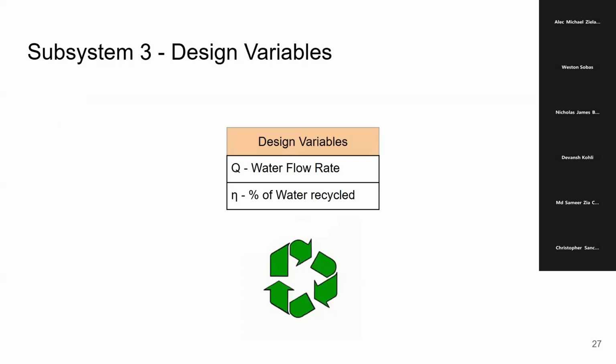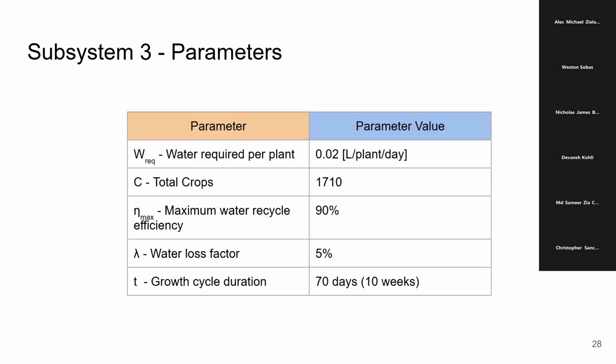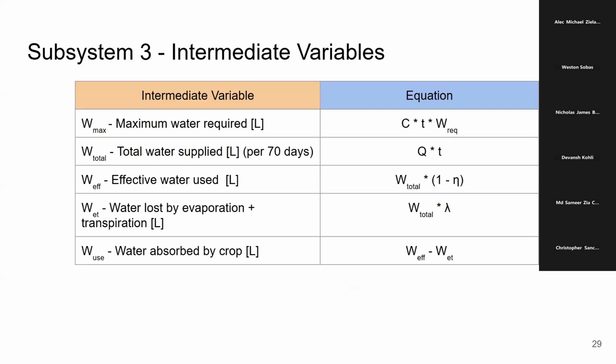The two design variables identified for the subsystem were water flow rate and percent of water recycled. The parameters identified were water required per plant, total crops, maximum water recycle efficiency, water loss factor, and growth cycle duration. The intermediate variables of the subsystem are maximum water required, total water supplied per 70 days, effective water used, water lost by evaporation plus transpiration, and water absorbed by crop, all in liters.